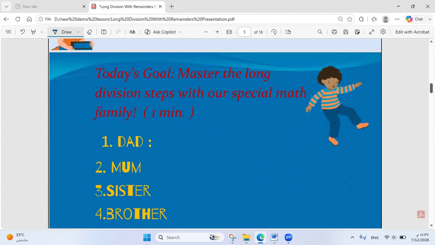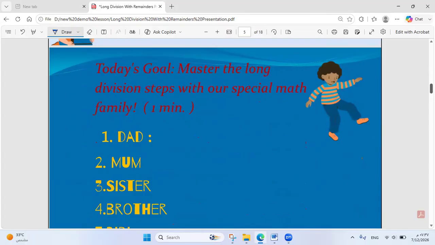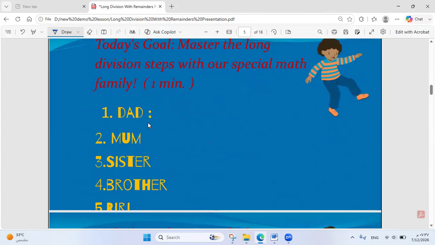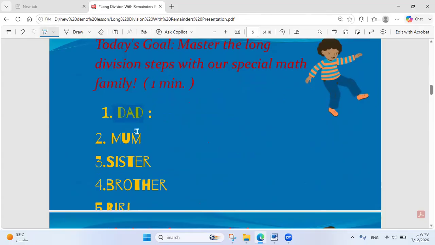Now we have the steps to divide numbers using our math family. What is our math family? There are five members in this family. The first member, dad. Then we have a mom. Then a sister. Then a brother. The last one is Riri, the small cat of this family.